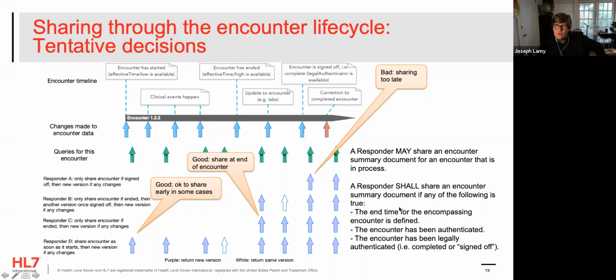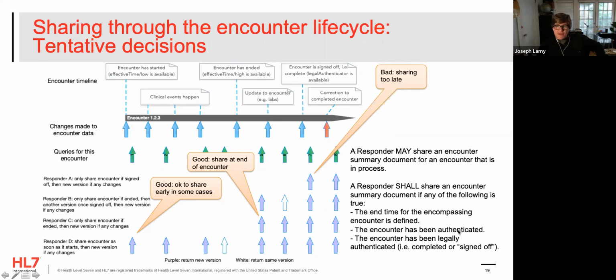So if you look at the requirements that we've written, it's saying any of the following is true. So it seems like your use cases are satisfied, because if you need it the morning that the patient is released from the hospital, that would be the first case. The end time for the encompassing encounter is defined.